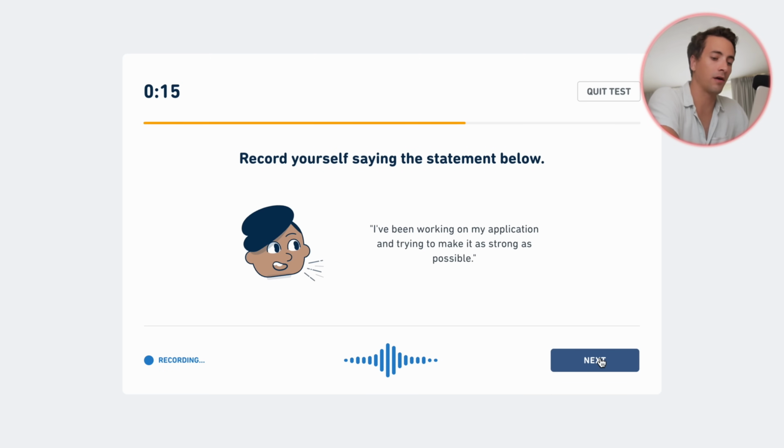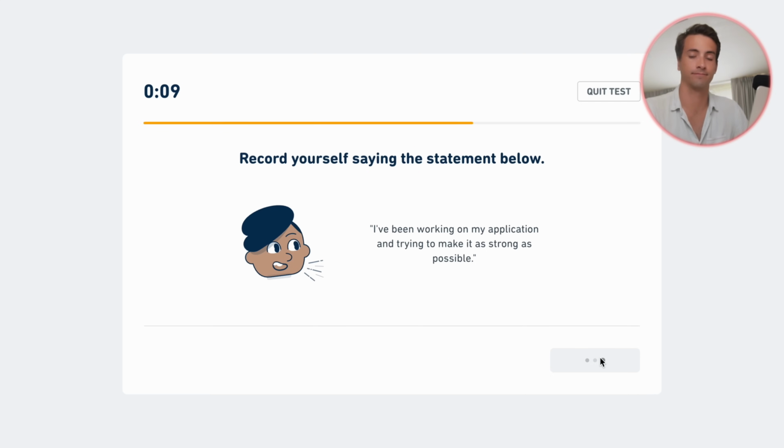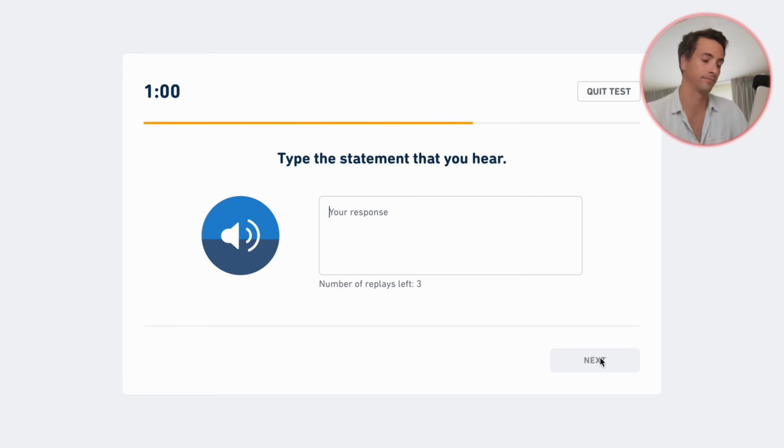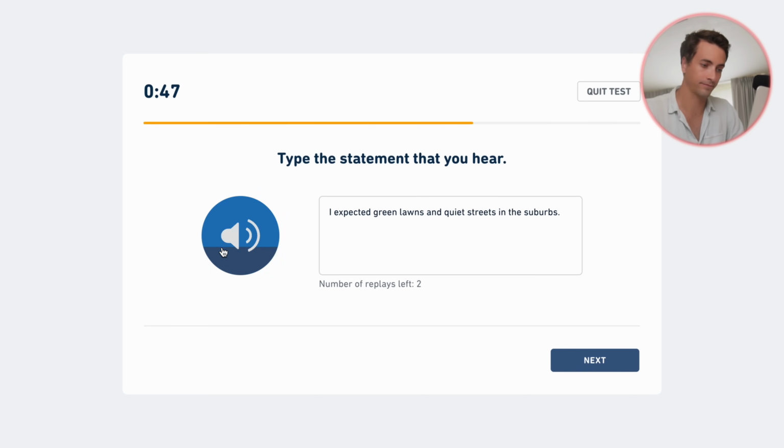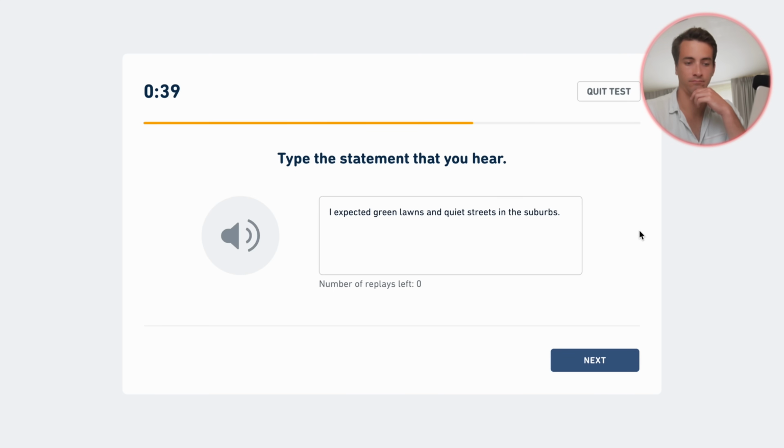I've been working on my application and trying to make it as strong as possible. I expected green lawns and quiet streets in the suburbs.